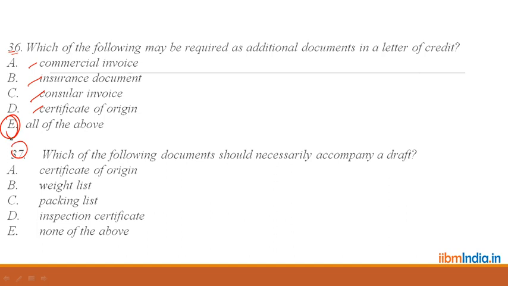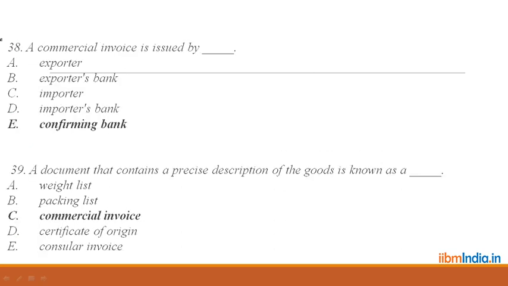Question number 37. Which of the following documents should necessarily accompany a draft? Certificate of origin, weight list, packing list, inspection certificate, or none of the above? Again, none of the above is the correct answer. Question number 38. Commercial invoice is issued by exporter, exporter's bank, importer, importer's bank, or confirming bank. Who issues the commercial invoice? That is called confirming bank.